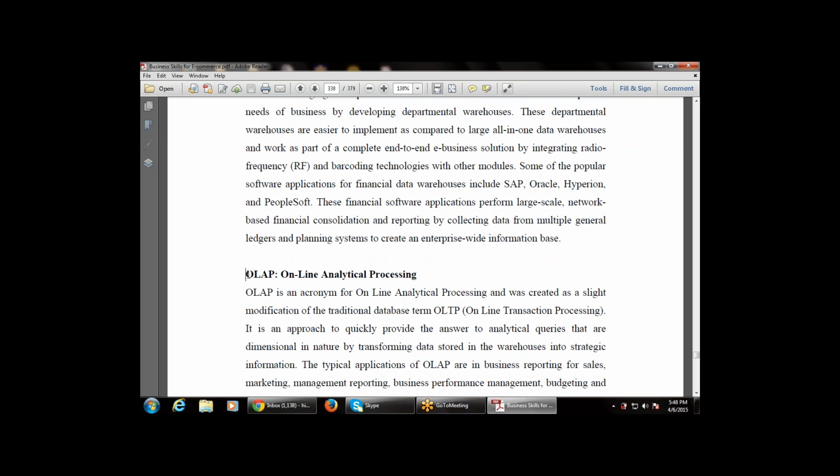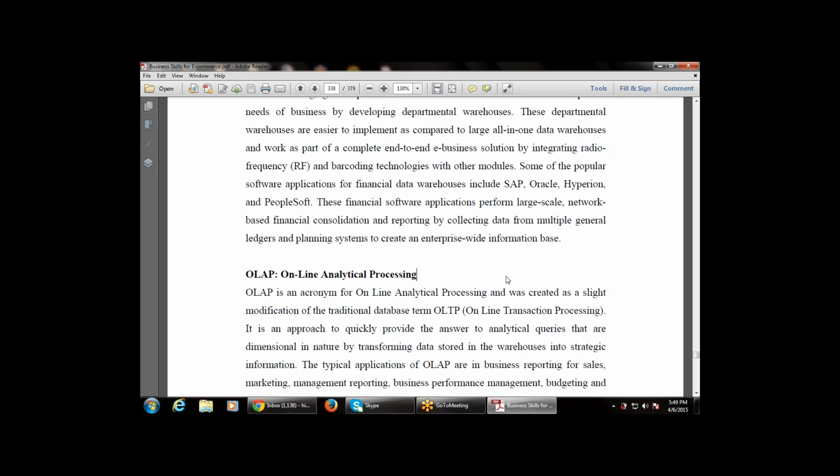Then this is one of the important concepts used for online applications. OLAP is an acronym for online analytical processing and was created as a slight modification of the traditional database term OLTP. So OLAP, online analytical processing, is a new version of the traditional OLTP, online transaction processing. Simply T is replaced by A. First of all, there was online transaction processing. Now it is online analytical processing.